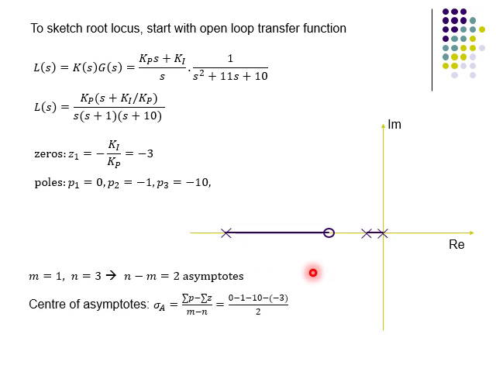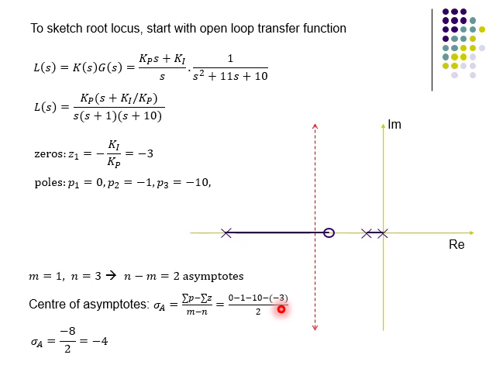And to add the asymptotes to the diagram, we need also to know where the center of asymptotes is. So the center of asymptotes is basically the starting point for drawing the asymptotes, and the formula for the center of asymptotes is shown here. So we sum the poles, subtract the sum of the zeros, and then divide by 2. And in this case we find that the value for the center of asymptotes is -4. So we can now add the asymptotes to the diagram.